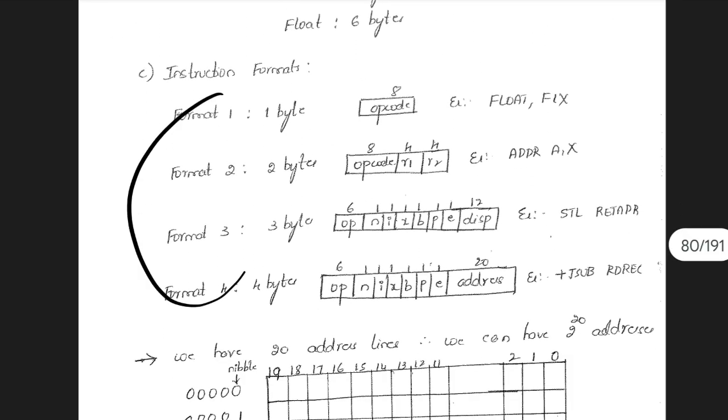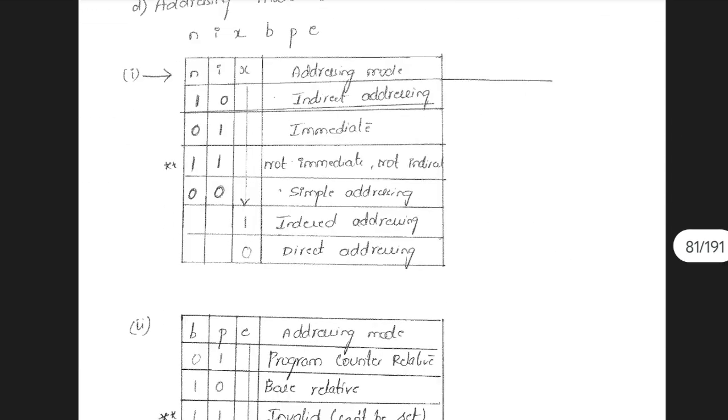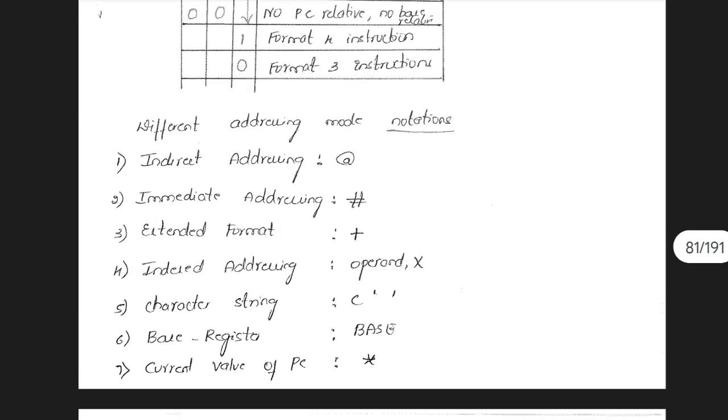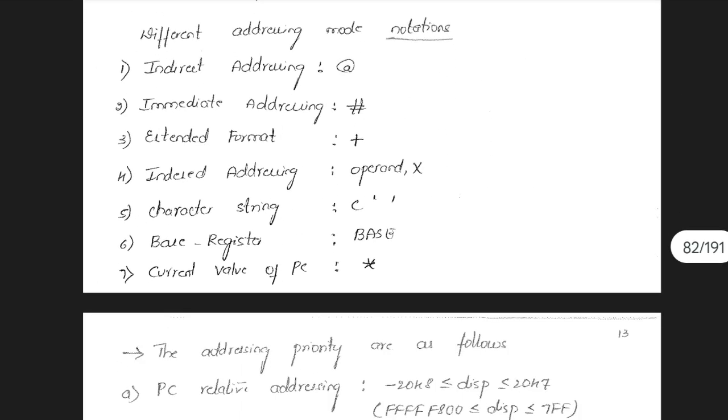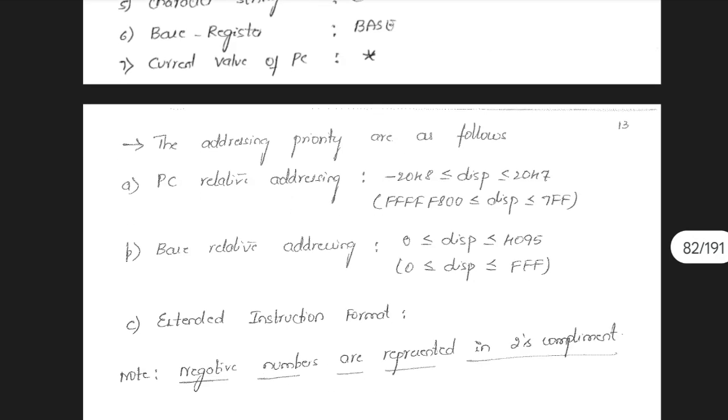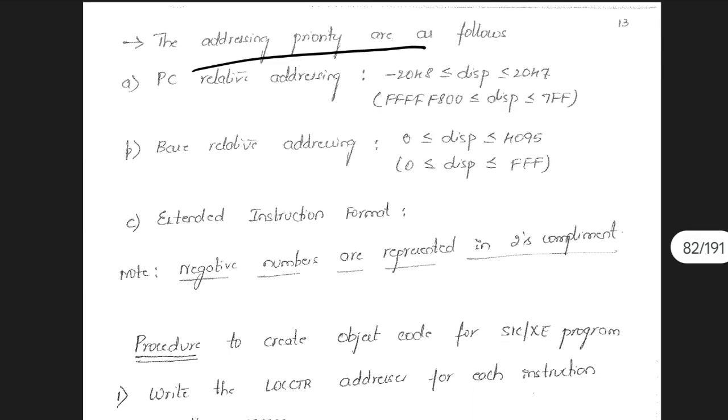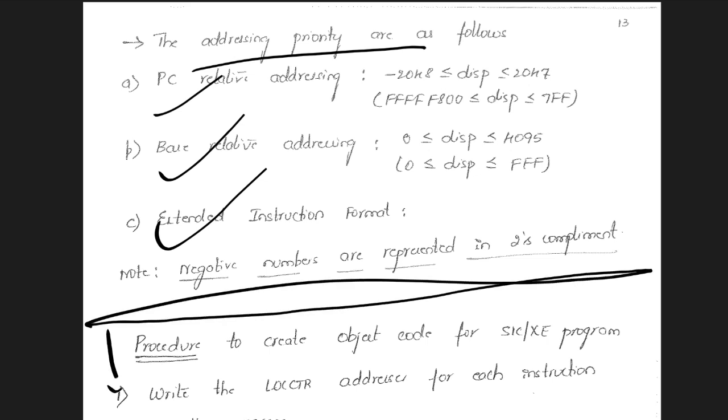There are total 4 types of formats. After that, we have the addressing modes, same as what we had done for the machine architecture, and different addressing modes notations. And these are the addressing modes: PC relative, base relative, extended instruction format, and this much only. Okay, this next topic is starting from here.